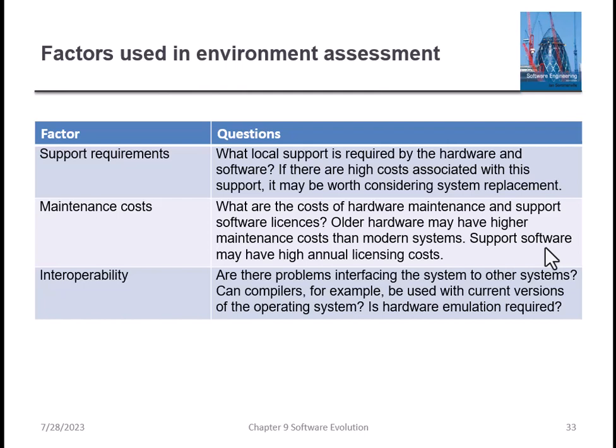Are there problems with the interfaces of the system to other systems? This means how compatible it is to operate in association with other systems. Can compilers, for example, be used with the current versions of the operating system? And alternately, the application software, which is designed and developed for the business process, runs on a supported system like an operating system, and a modern operating system sometimes does not support the legacy system, so that becomes a serious issue.